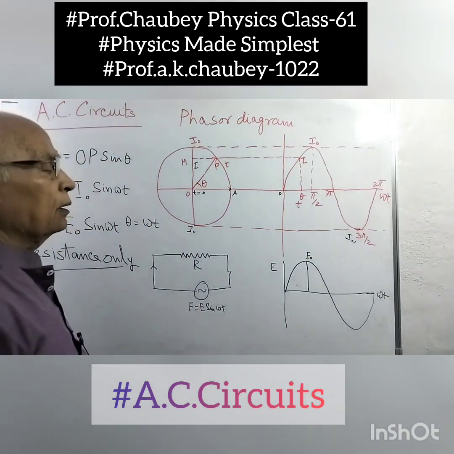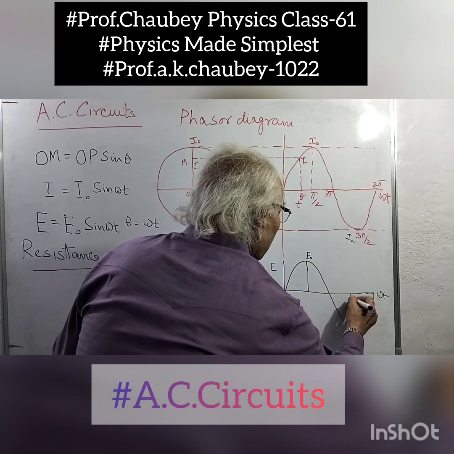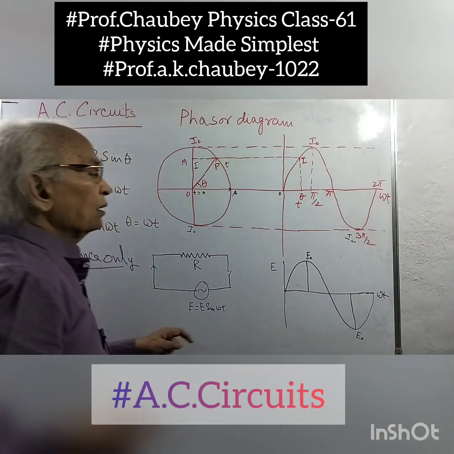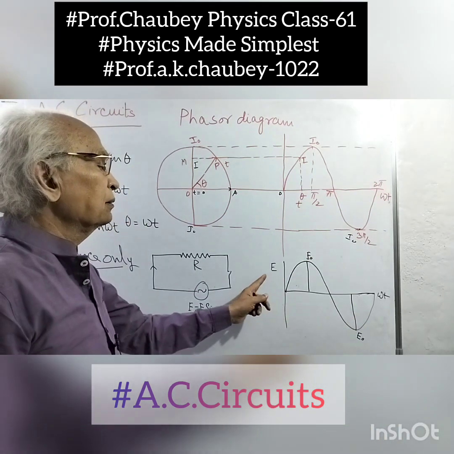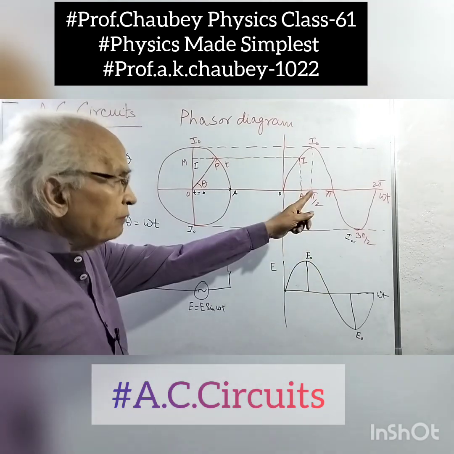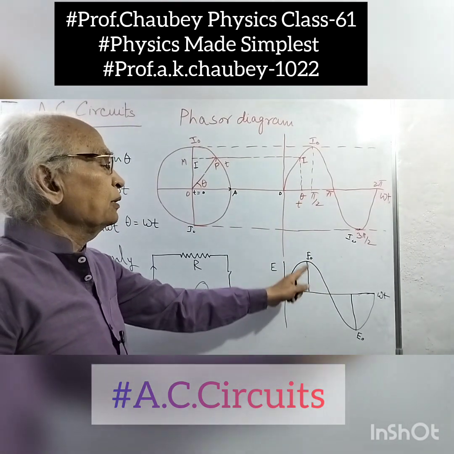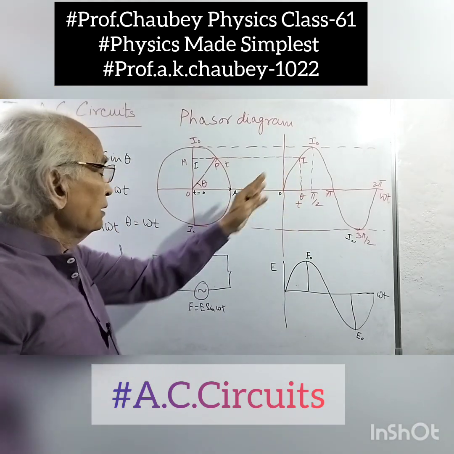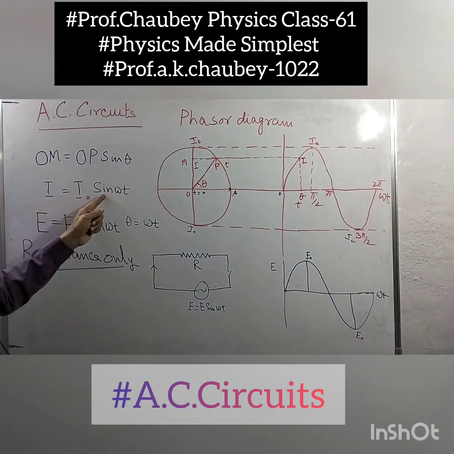And this is the maximum minus E naught, opposite sign. So the potential represented by the applied source E varies with the same frequency omega and maximum E naught, plus or minus. Here the current is I naught sin omega t.